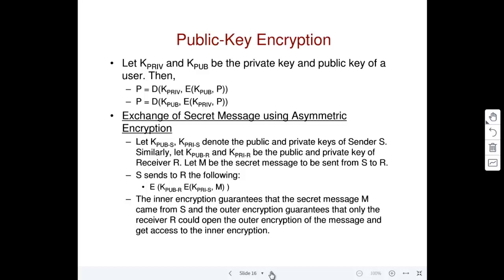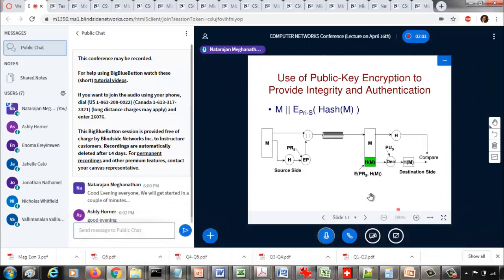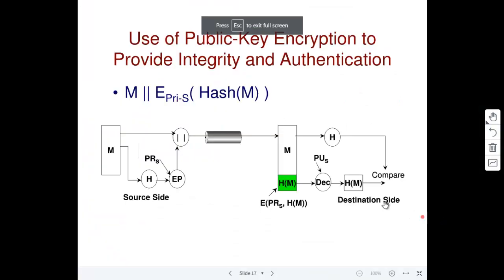Now what we are going to see is how we could use this encryption method to provide what is called confidentiality, integrity, and authentication. As I also defined last time, confidentiality means we want to preserve the secrecy of the message. Integrity means we don't want the message to be changed during transmission. And authentication means the receiver should be able to verify that the message came from the intended sender, or the sender who claimed to have sent it.